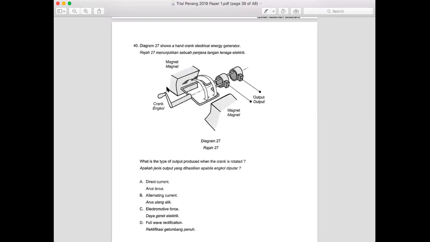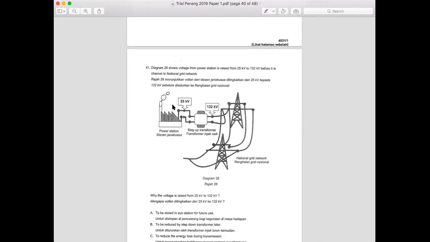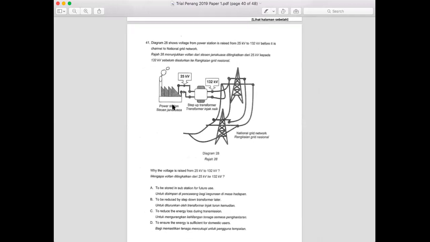And okay, good. Also we don't have a battery. Another thing, this generator uses a crank, which means we do it manually. We change mechanical energy to electrical energy.